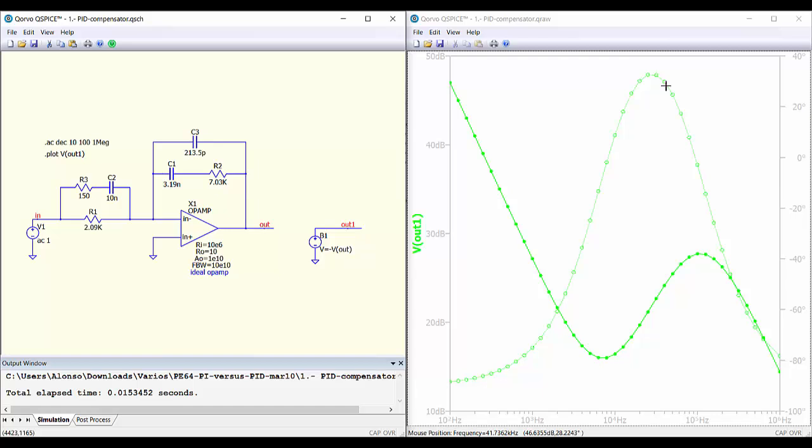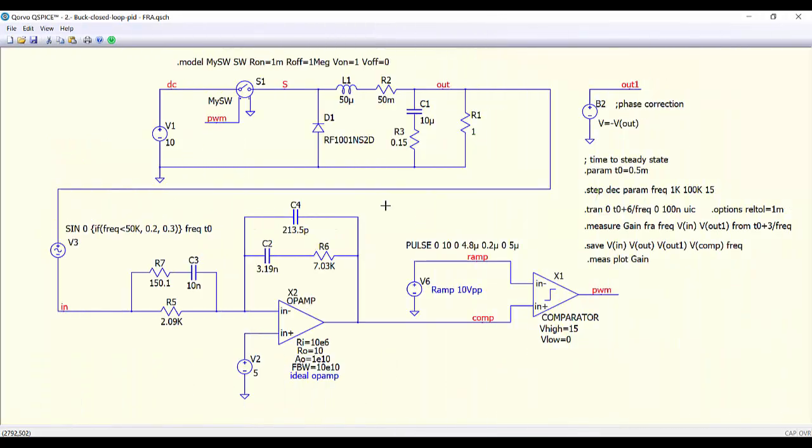This is the boost in the phase that we need to make our system stable with a higher bandwidth. So everything is okay. Now we can test our compensator in closed loop. Now we are going to operate our converter in closed loop, and we are going to plot the loop gain of our converter using the PID compensator that we have just designed.